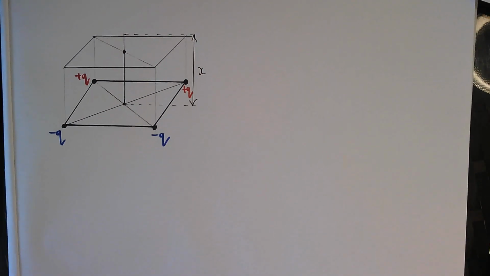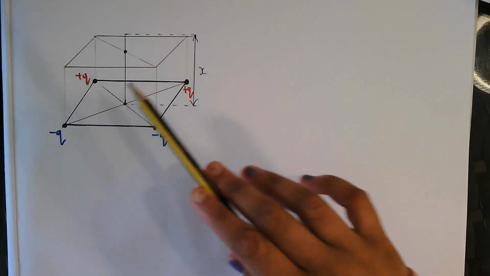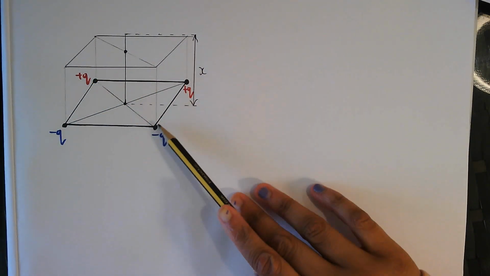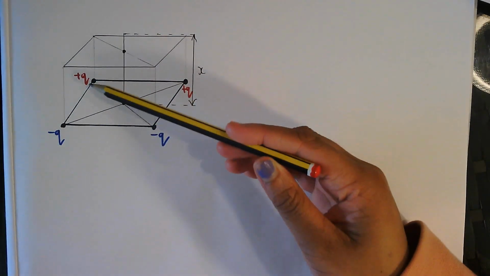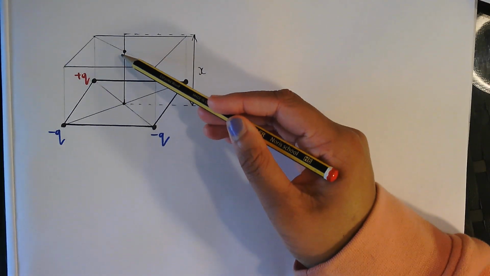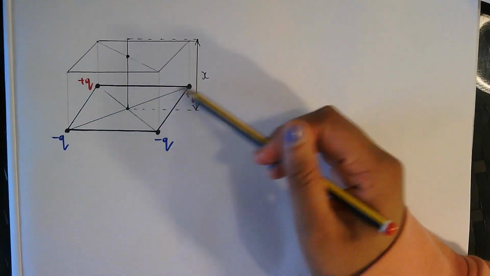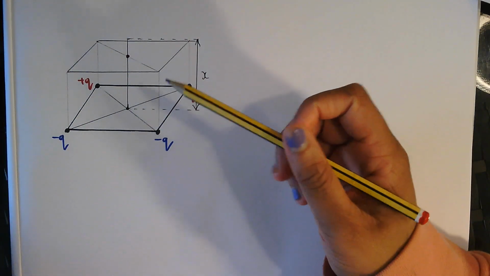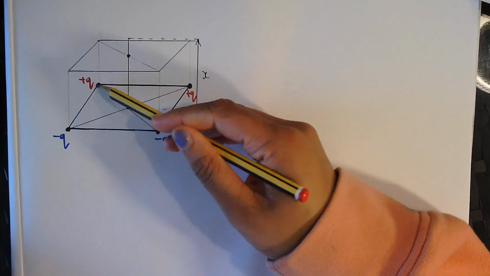So the first thing I'm going to do is only consider 2 of these 4 points, and I'm going to consider 2 diagonally opposite points. So I'm going to consider this plus Q charge here and this minus Q charge here, and you'll understand in a moment why I'm choosing 2 diagonally opposite points. The field strength at this point is going to be a combination of the 4 electric field strengths of these 4 points. So I'm going to draw on the electric field caused by this point charge minus Q and this point charge plus Q.